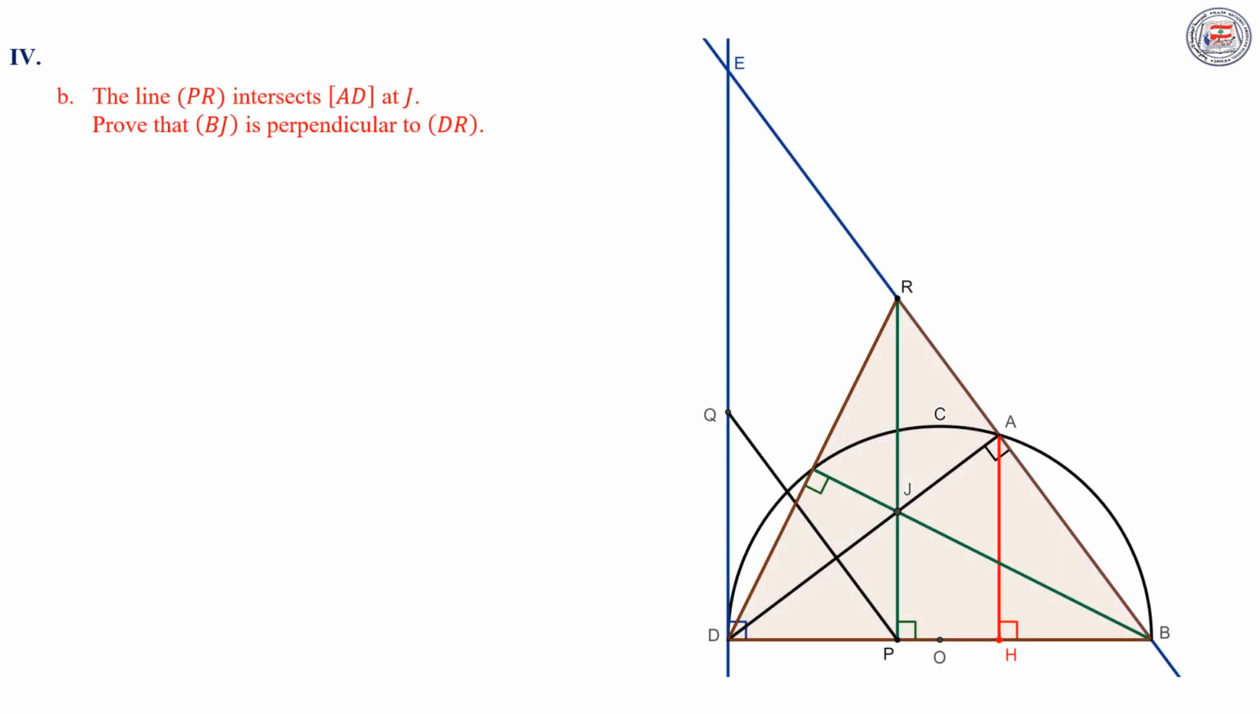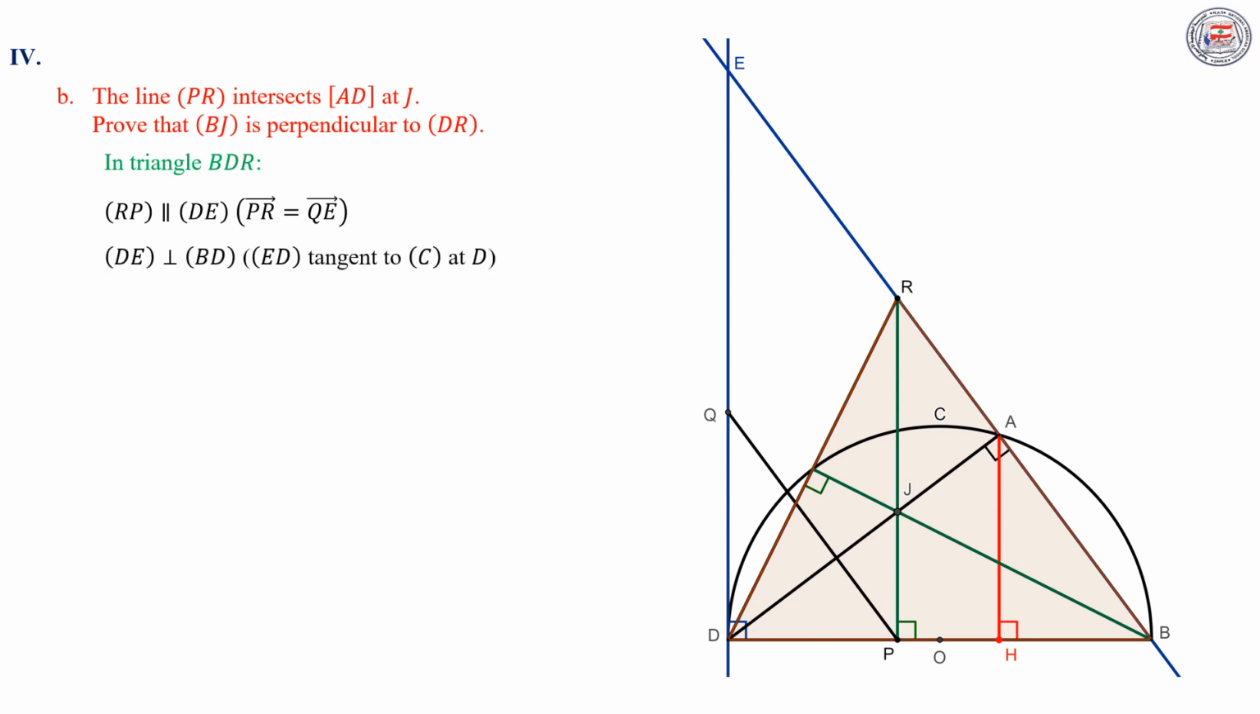In part B, the line PR intersects AD at the point J. Prove that BJ is perpendicular to DR. In triangle BDR, we have RP parallel to DE, since vector PR equal vector QE, and two equal vectors give us two parallel lines. And DE is perpendicular to BD, since ED is the tangent to the circle C at the point D. Then RP is perpendicular to BD. If two lines are parallel, then every perpendicular to one of them is perpendicular to the other.